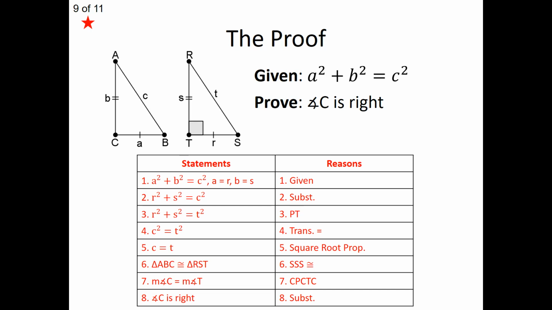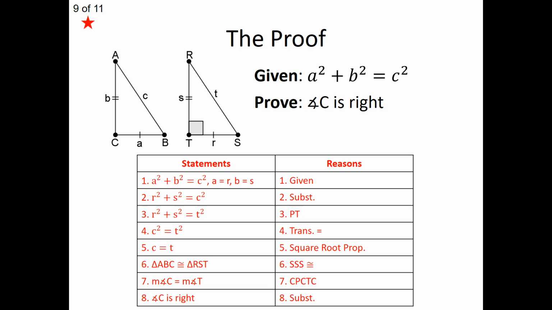So now let's dive in to the proof. We have our two triangles again, triangle ABC, triangle RST. Now we know that triangle RST is already right, which we'll take advantage of here in a second. And we know there's already a relationship built between the two triangles, saying that A is equal to R and B is equal to S. So we're given, again, this is the converse, A squared plus B squared equals C squared. We're going to prove that angle C is a right angle.